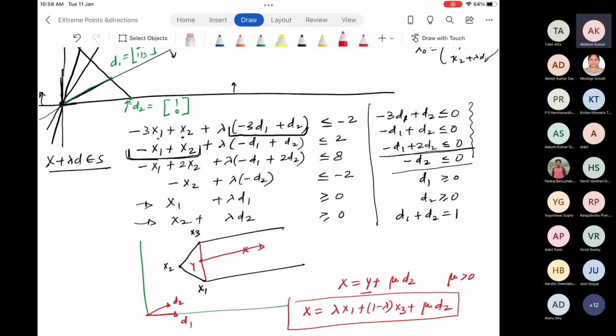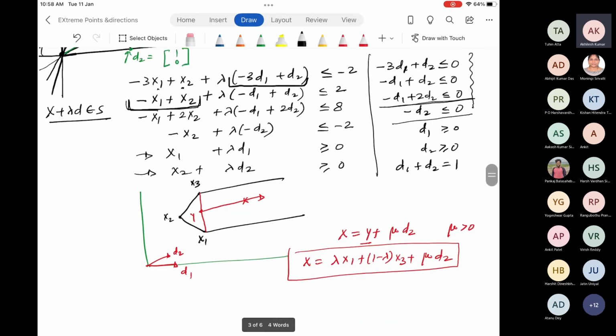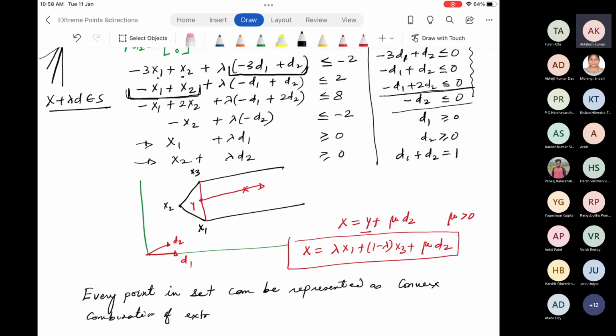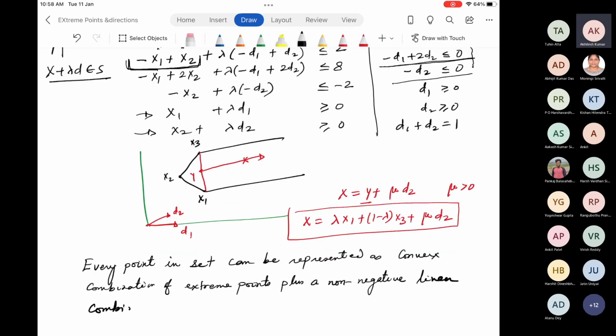Earlier, it was not possible for me to define a point in the convex set using the extreme points, but even for an unbounded set, every point in the set can be represented as a convex combination of extreme points plus a non-negative linear combination of the extreme directions.